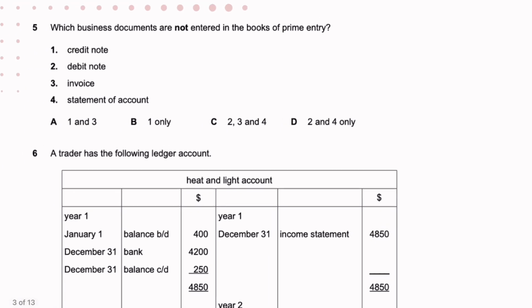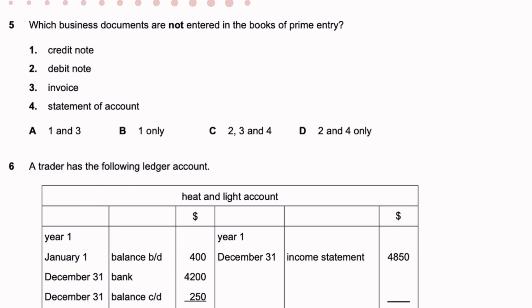Moving on to question 5. Which business documents are not entered in the books of prime entry? So, not entered. Okay, so in the entire IGCSE accounting syllabus, there are 2 main documents that you do not ever enter in the books of prime entry. First is the debit note and second is the statement of account. Okay, so first, the credit note is for sales return. When you have a sales return, the supplier would issue the credit note, right? But the debit note is usually issued by the customer to the supplier to request a reduction, to request a sales return, right? So this is not recorded.